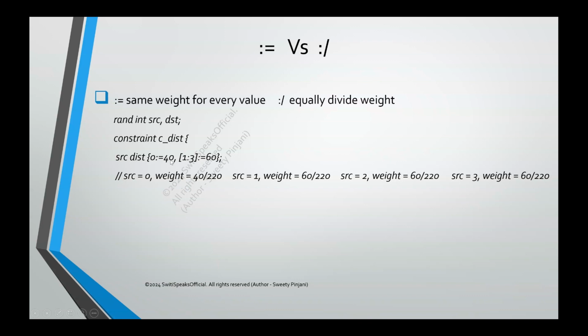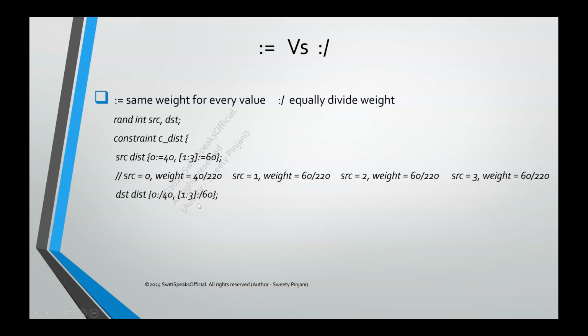0 value was having weight 40. One value was having weight 60, divided by 220. 220 is total weight. Similarly, for 2 value, we have 60 weight, 60 divided by 220. For 3 value, we have 60 divided by 220.